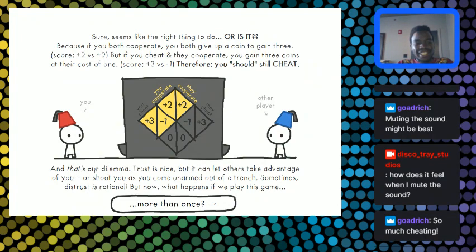And that's our dilemma. Trust is nice, but it can let others take advantage of you or shoot you as you come unarmed out of trench. Sometimes distrust is rational. And now, what happens if we play this game?